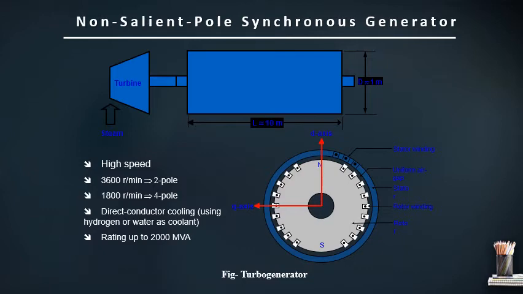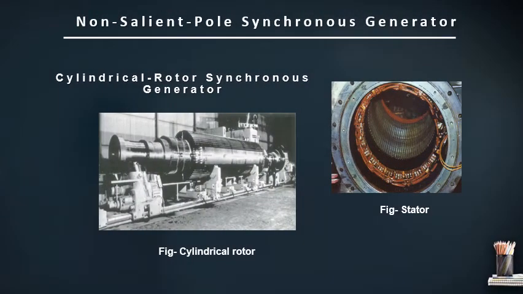So the main difference between the salient and non-salient pole type machine: in a salient pole type machine, the speed is low and the air gap between stator and rotor is non-uniform, so it creates two reactances, direct axis reactance and quadrature axis reactance. In a cylindrical rotor synchronous machine, the air gap is uniform, so it can be used for the high speed turbo generator. Now the diagram of the non-salient pole synchronous generator, stator diagram as well as the rotor diagram.